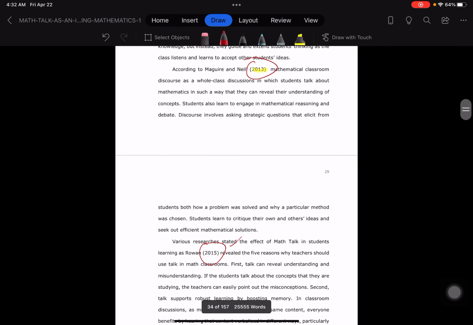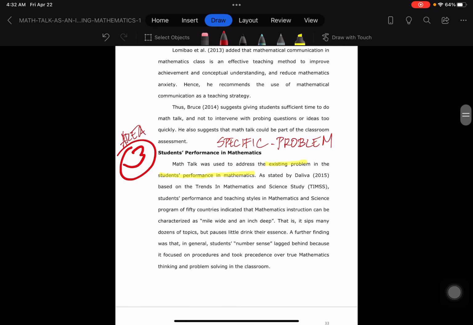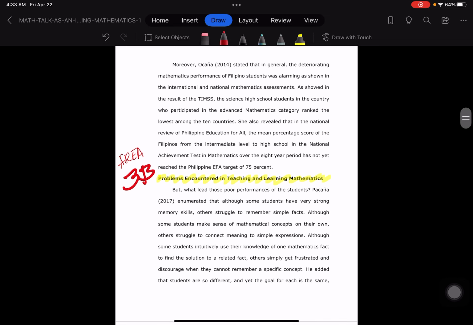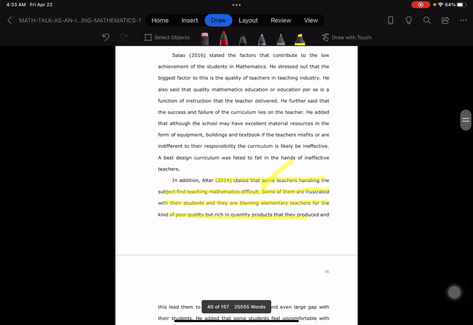So after the discussion of the strategy, we now go to the next heading, which is the area. This is already in relation to the specific problem being discussed in the research. So going to the next topic, another is the same. This is still part of the specific problems. These are the problems encountered in teaching and learning mathematics. Again, this follows the deductive method of writing.